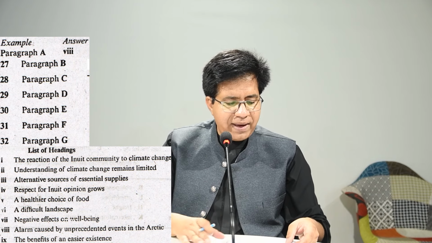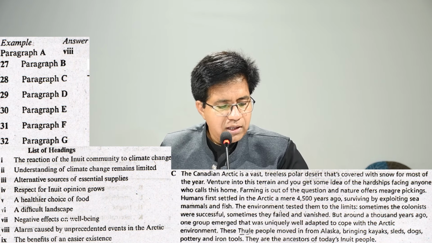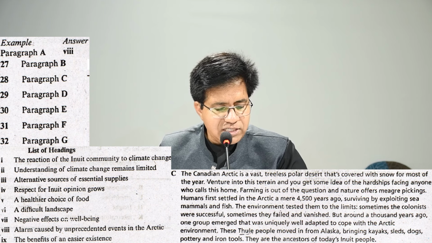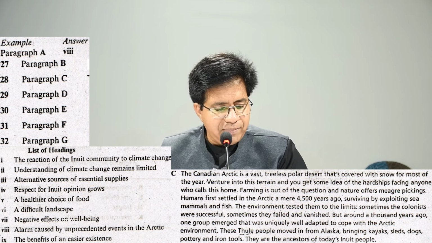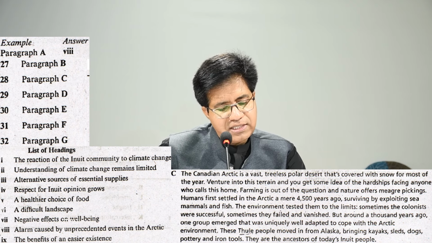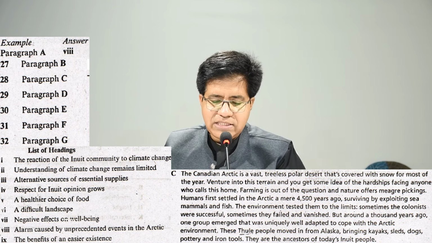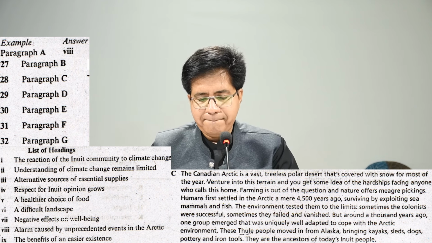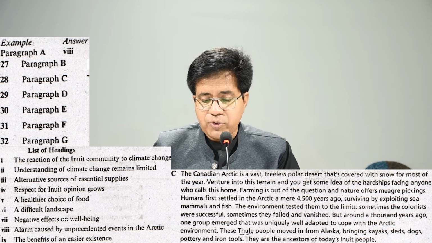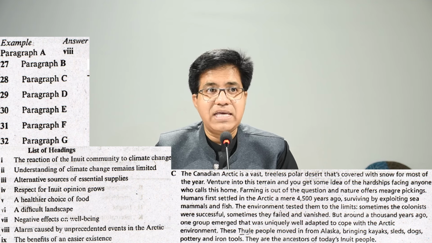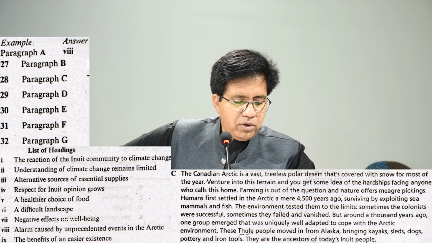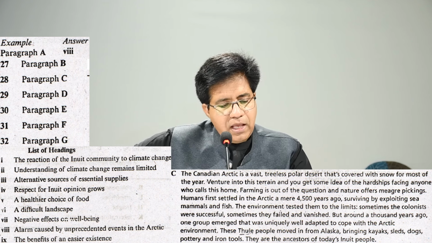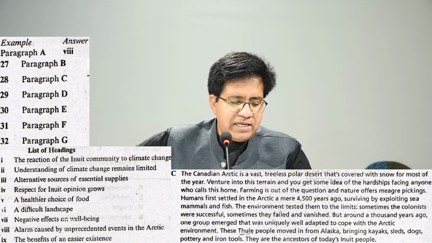Okay, now you know paragraph C, and we've already done that. It's about farming. Then they've got sea, catching mammals, fish, and this and that. Now go back and see which heading is appropriate. Third is alternative sources of essential supplies. No. Don't guess. Okay, please come to paragraph C.